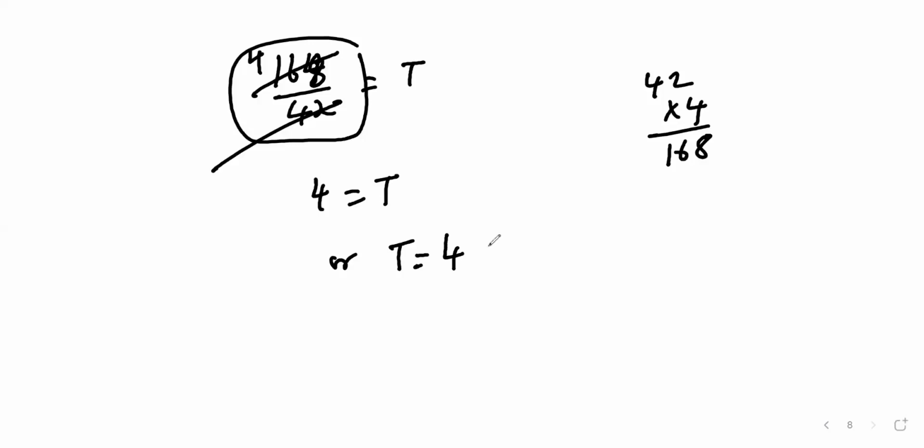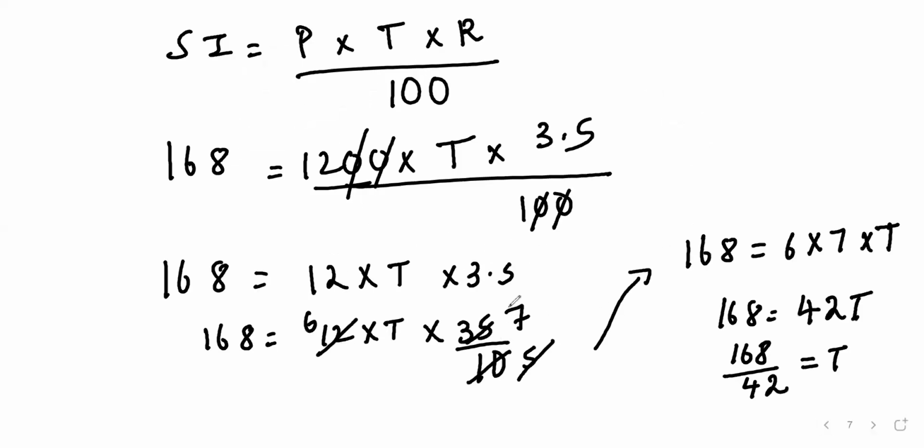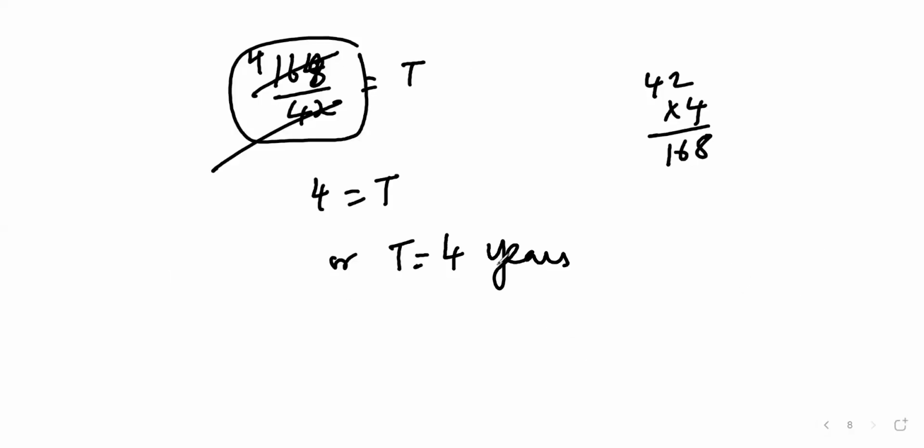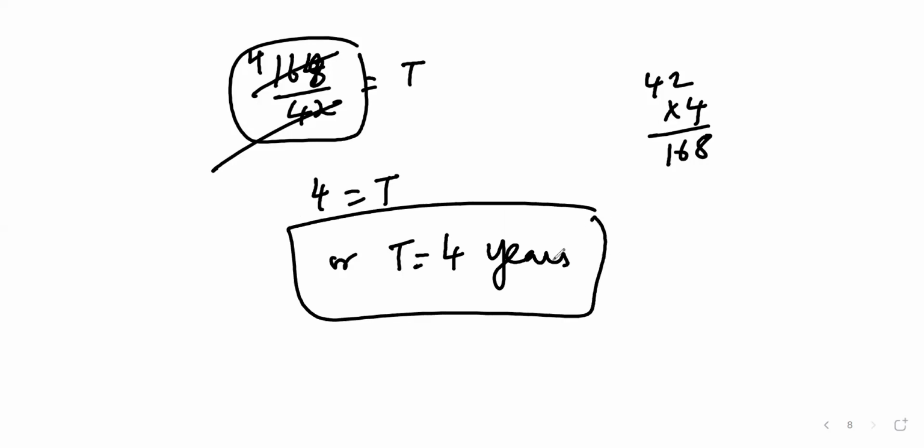You should be good with tables here, so you'll be able to quickly compute. Use a test of divisibility. Which numbers will calculate with which? 2 6s are 12, 2 5s are 10, 5 1s are 5, 5 7s are 35. So then this process becomes easier, and I'm able to relate 42 times 4 is 168. So I'll be getting T as 4 years. So 4 years is the time.